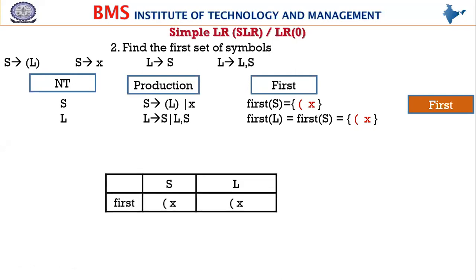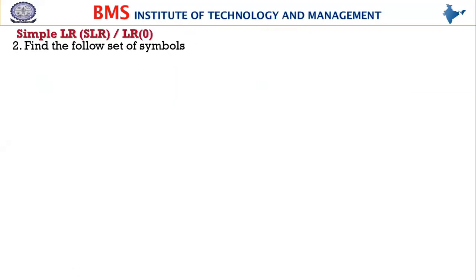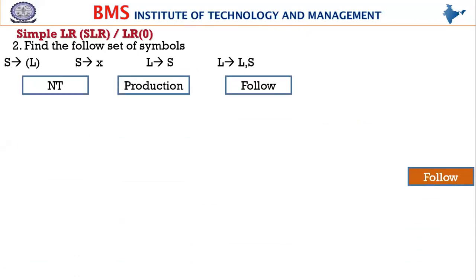In a simple way we have calculated the first set of symbols, right? We have taken many complicated examples and also computed the first and follow, so this should be a simple task for you to calculate the first set of symbols. Okay, then next is the follow set of symbols. We shall see the same thing.